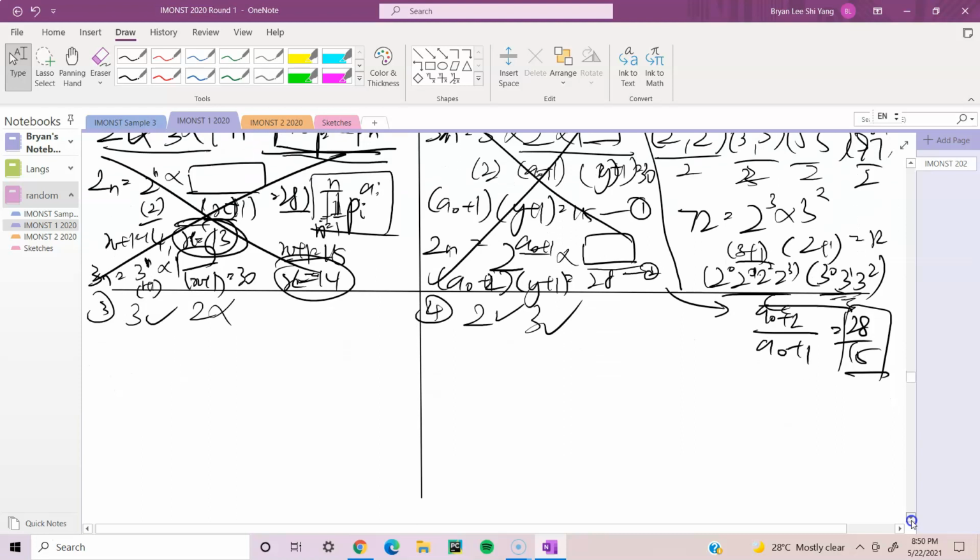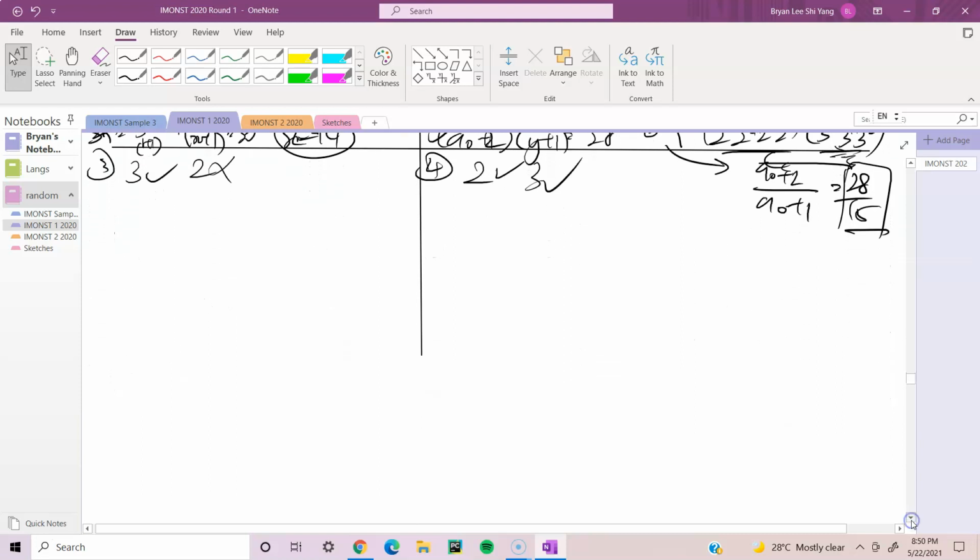Now, for the third case, which is n is divisible by 3 but not divisible by 2. Okay, so n would be in the form of some 3 to the power of a0 times a bunch of other prime numbers.